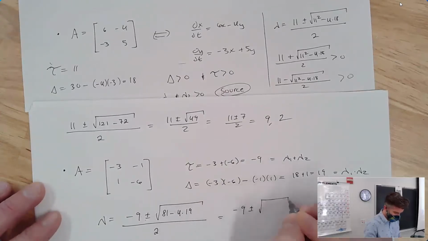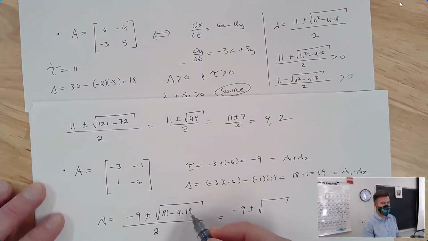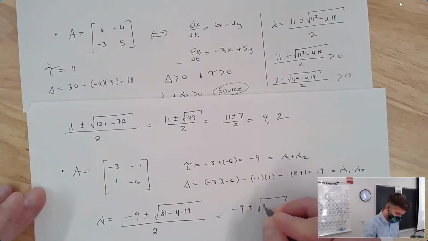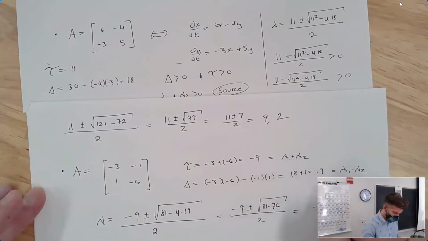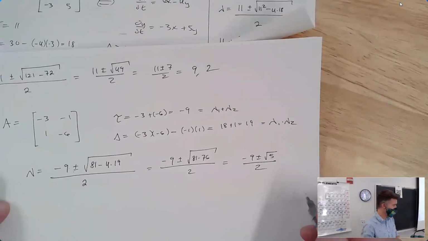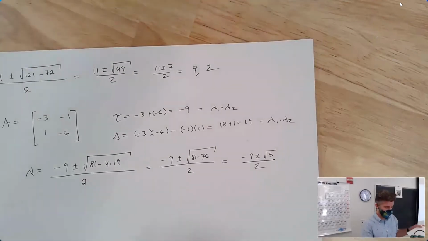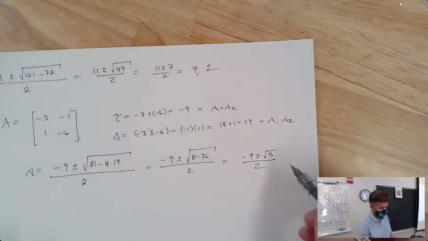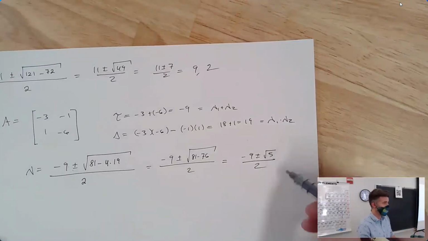I'm actually writing out the numbers. It's, let's see, 4 times 19. 19 times 2 is 38. 38 times 2 is 76. So you get -9 plus or minus the square root of 5, all over 2. And it's definitely a negative and another negative. -9 minus root 5 over 2 is certainly negative. -9 plus root 5 is not big enough to overcome the negativeness.